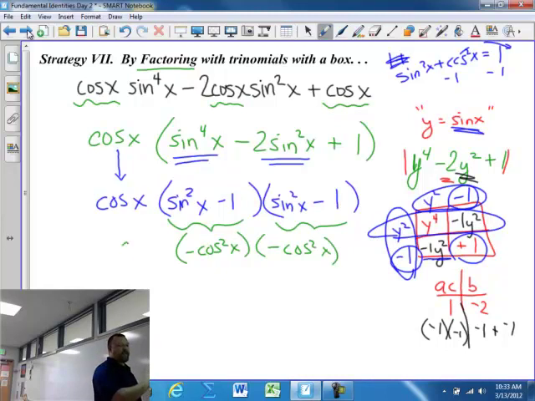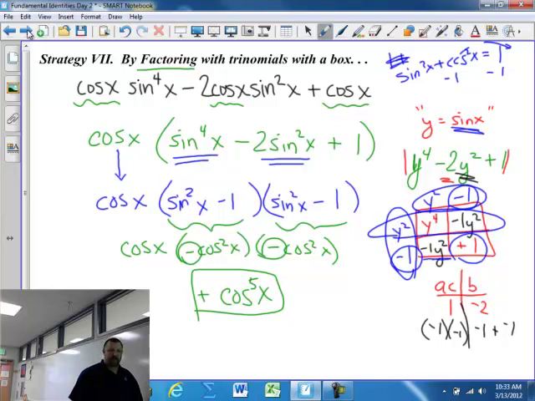And this is still a cosine of x out in front, and now we've got all cosines. So we have cosine times cosine squared times cosine squared, which makes cosine to what power? To the fifth. And it's positive because a negative times a negative is positive. So our answer is simply cosine to the fifth of x. Much prettier, especially compared to all this mess.